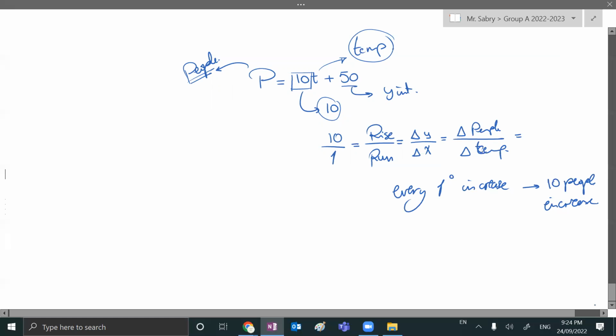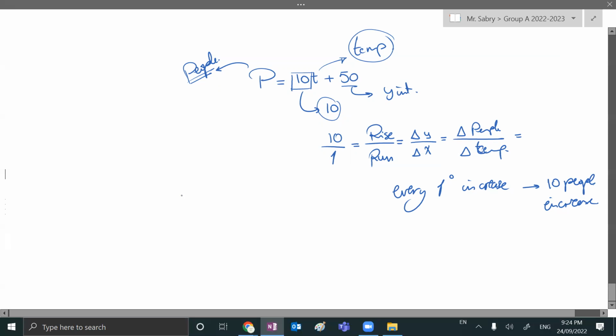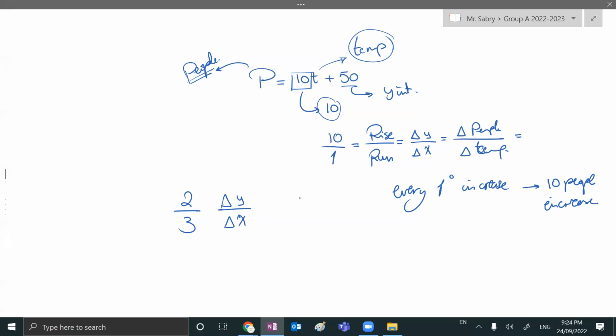Again, what am I trying to say? I'm trying to let you know that the slope represents a ratio between the y and the x. So if I said that the slope of anything is just 4, or let's say the slope is 2 over 3, that means that in every change in y of 2, there is a change in x of 3. So whenever x increases by 3, y increases by 2. Does this make sense?